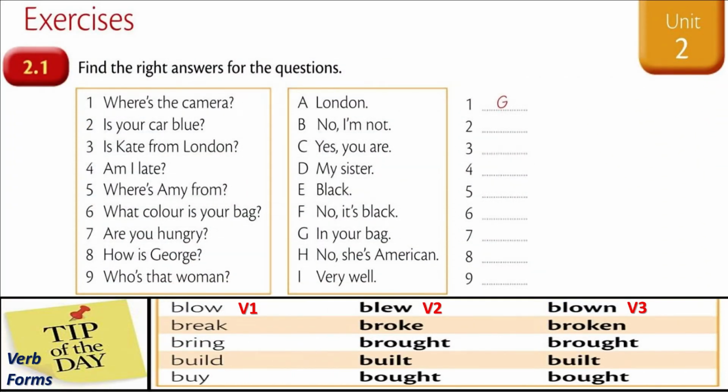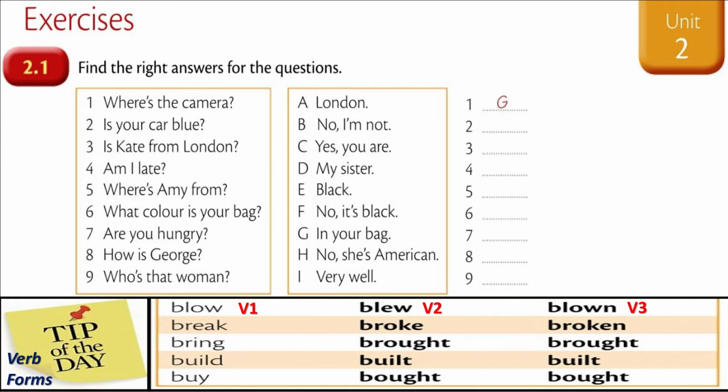2.1. Find the right answers for the questions. Number 1. Where is the camera? G. In your bag. Number 2. Is your car blue? No, it's black. Number 3. Is Kate from London? H. No, she is American.